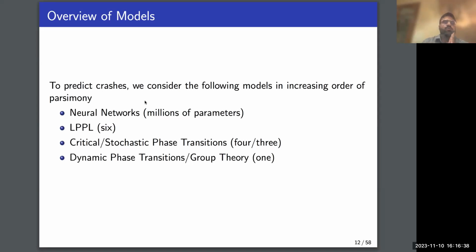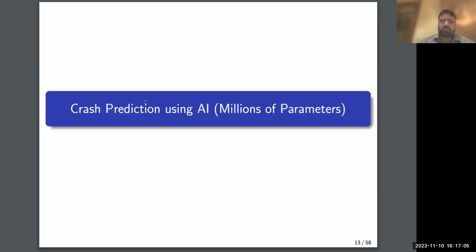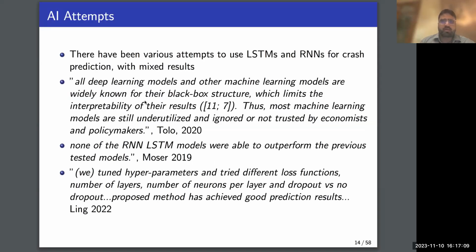Then we go to theory of critical or stochastic phase transitions, which have 4 and 3. And then in the end, we have theory of dynamical phase transitions motivated by group theory, which has 1 free parameter. And as we go in increasing order of parsimony, we will notice certain features of these models, and we should be critical in how to evaluate them and how to choose between them. So, we can start with the crash prediction using AI.